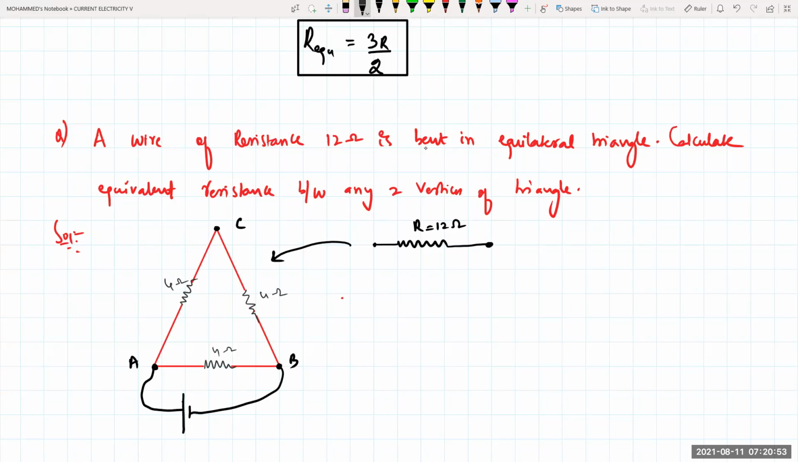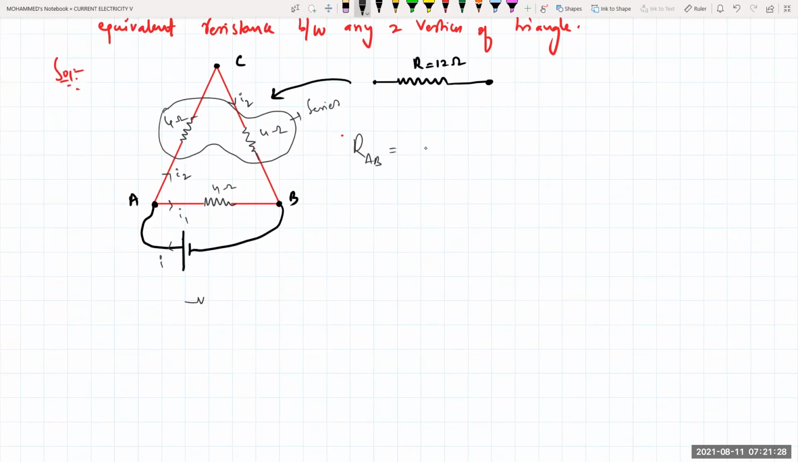So take any two terminals. Resistance across A and B: if I take between A and B, AC and CB will be which combination? The current is getting divided here. From this one there is a current I. This is I1 and this is I2. This I2 is going from A to C, and the same I2 is coming from C to B. There is no division of current, so obviously these two will be in series combination. That means effective will become 8 ohms. And here there is one more resistance, equal to 4 ohms.